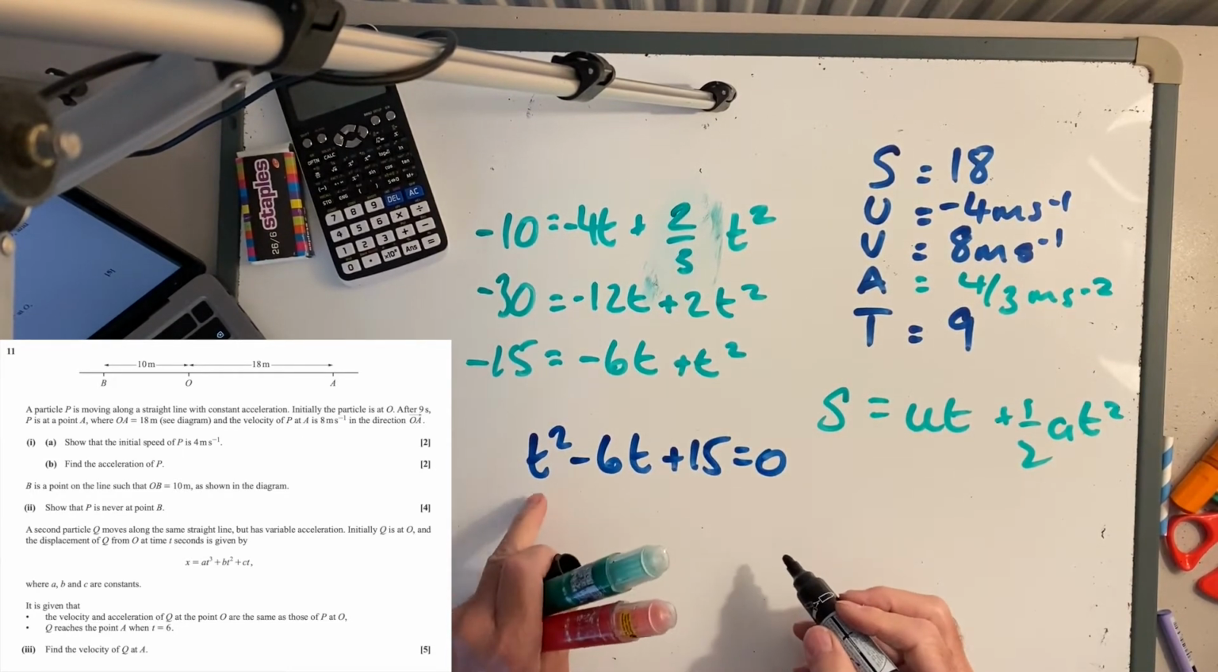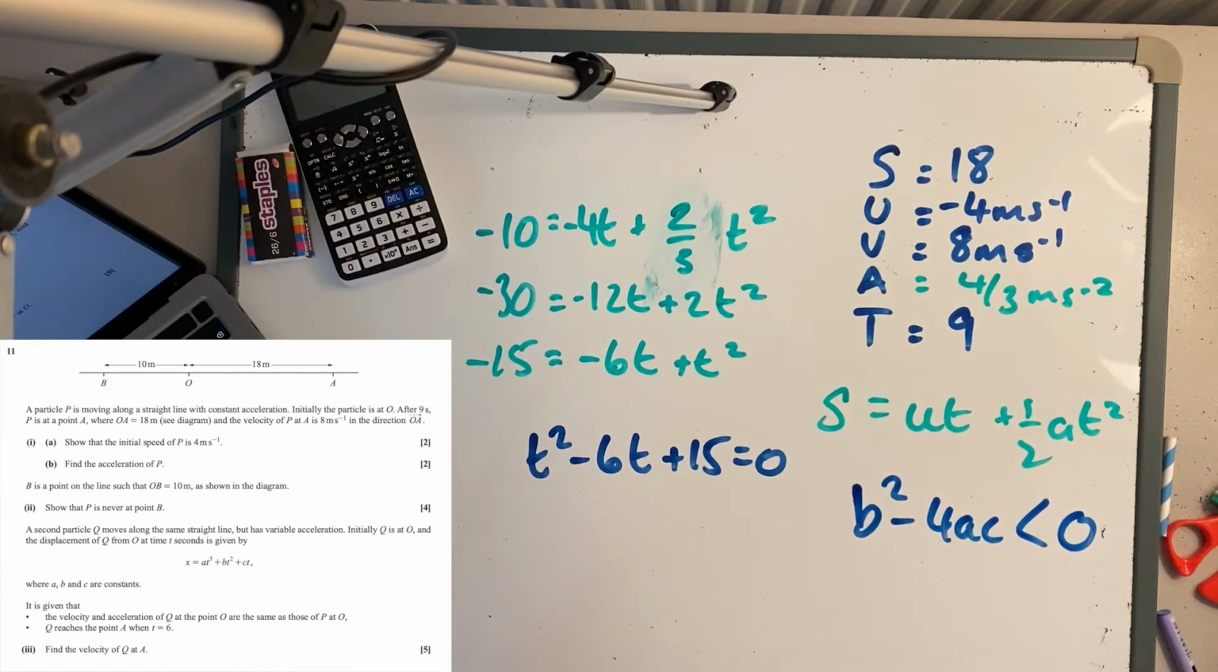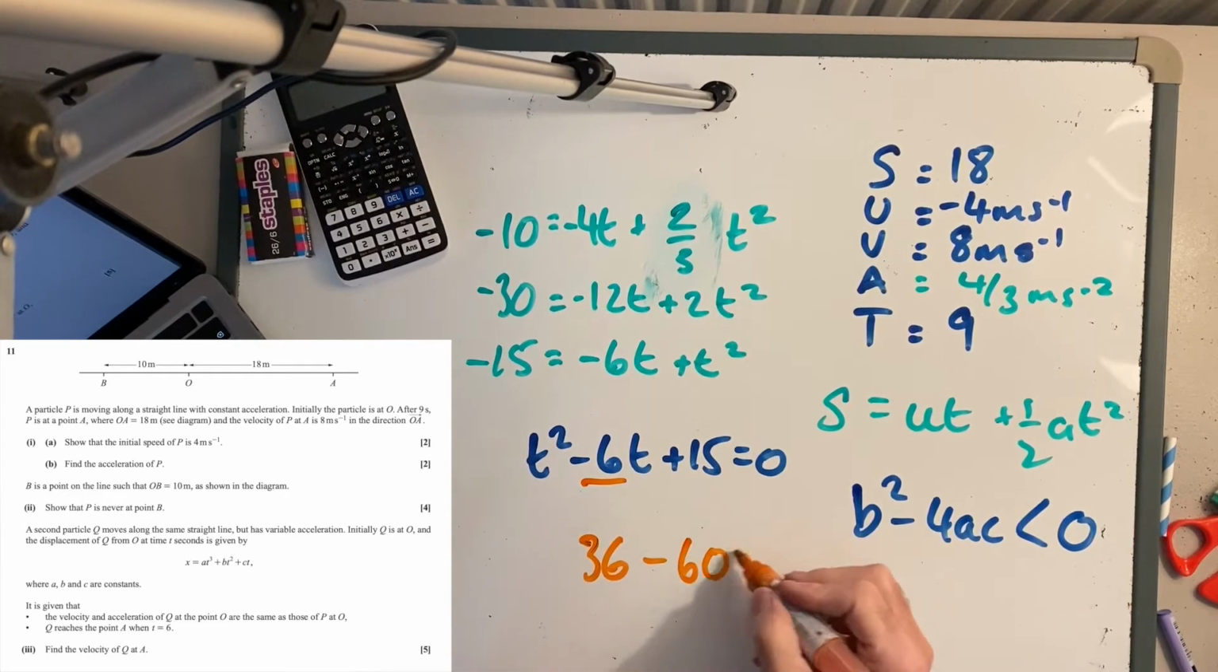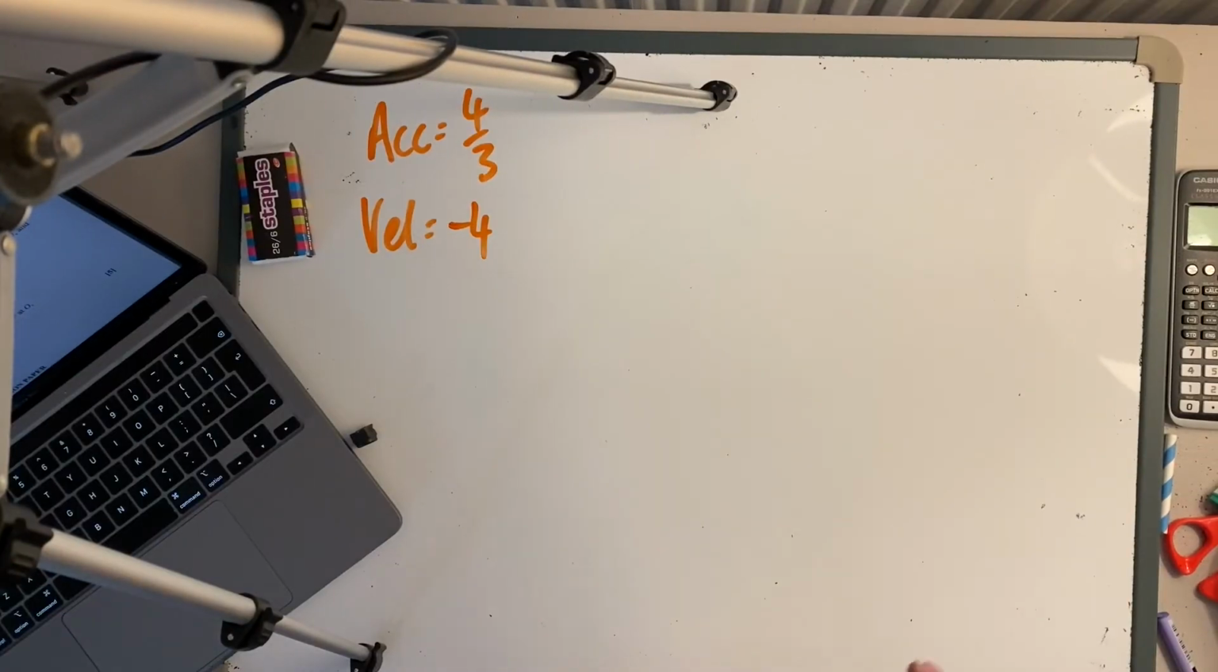And if you can never get a value of t here, you look at the discriminant and see that that must be less than 0. So therefore b squared minus 4ac, so that's 36 minus 4 lots of 1 times 15, which is 60. That is less than 0, so it can't work, it's undefined. Boom.